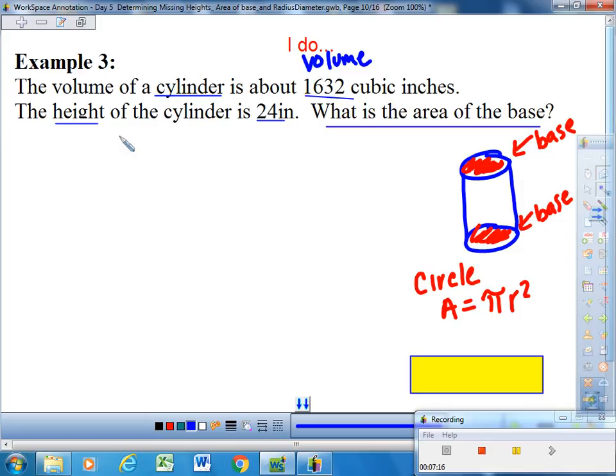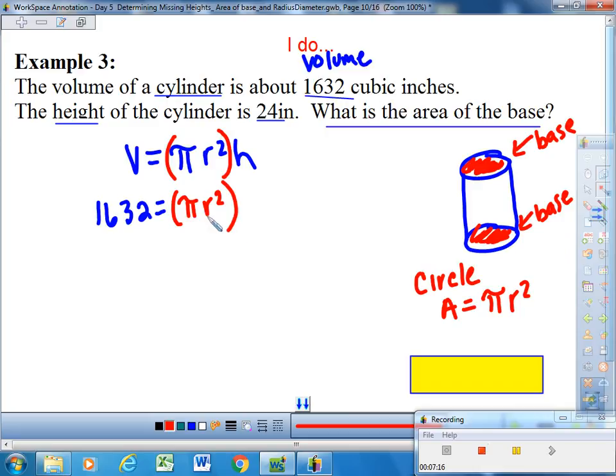So let's write down cylinder. Cylinder is V equals pi r squared h. So right here, this pi r squared, that's what we're asked to find. You can pretend that that is one variable. So consider that as like an x. So my volume is 1,632. Remember, this is my one variable that I'm asked to find, pi r squared, and then my h is 24. So how do I solve for this pi r squared? I just divide both sides by 24.